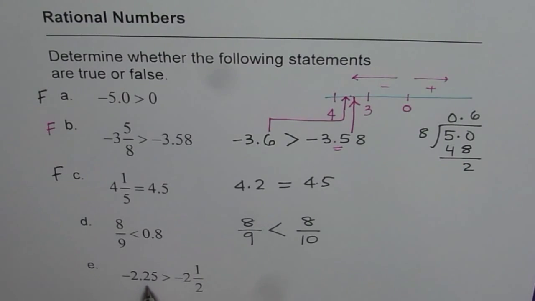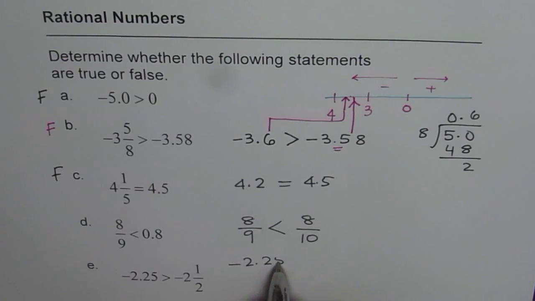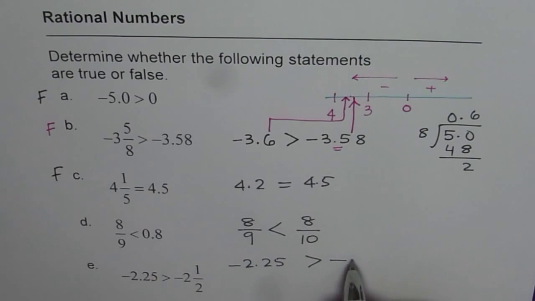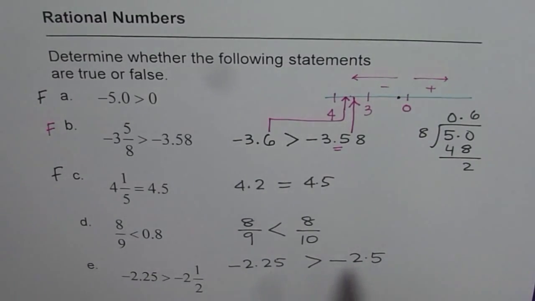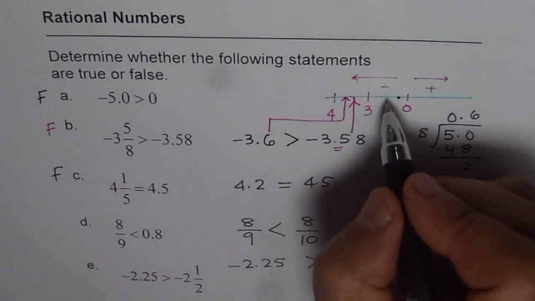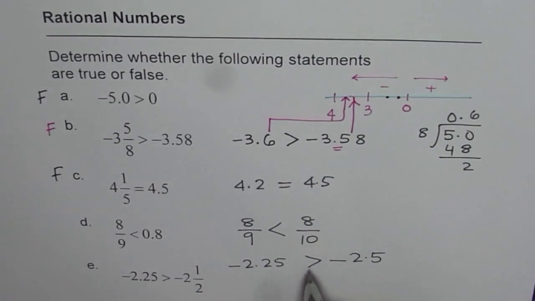Let me do the last one for you. It is minus 2.25 is greater than minus 2.5. Now tell me which one is greater. Minus 2.25 will be somewhere here, correct? And minus 2.5 will be on the left. So this is true, correct? This is true. Is it okay? So likewise, you can decide, correct?